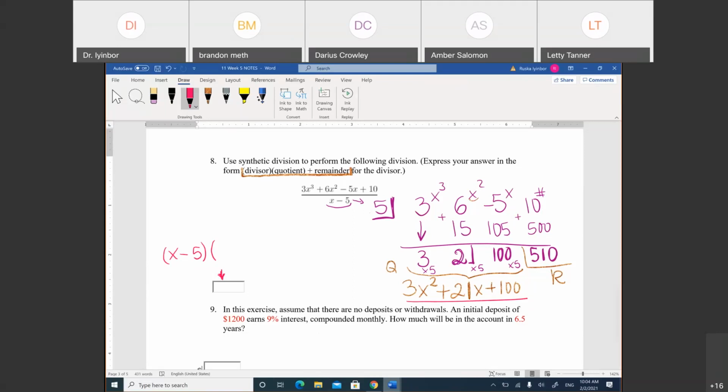3x squared plus 21x plus 100 in parentheses. Then it says plus the remainder. What is the remainder? 510. Okay? So that's my final answer. You just leave it like that. You don't do anything, just leave it like that.